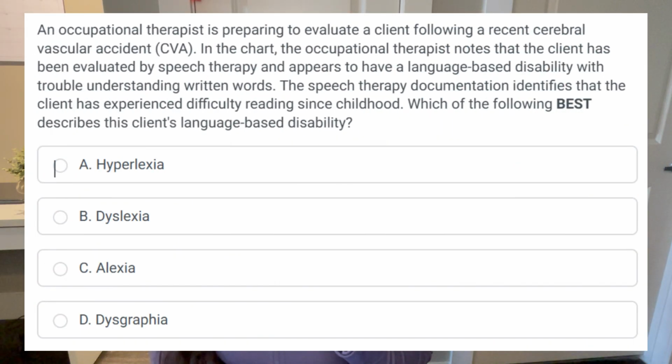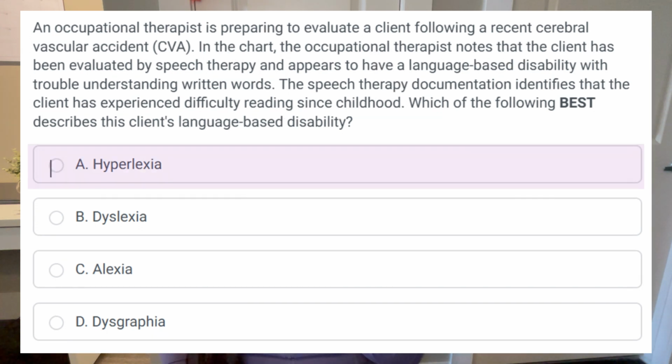An OT is preparing to evaluate a client following a recent cerebral vascular accident, or a CVA. In the chart, the OT notes that the client has been evaluated by speech therapy and appears to have a language based disability with trouble understanding written words. The speech therapy documentation identifies that the client has experienced difficulty reading since childhood. Which of the following best describes this client's language based disability? Okay, let's look at our options here.